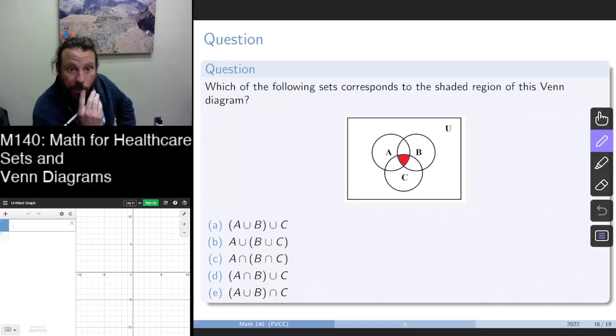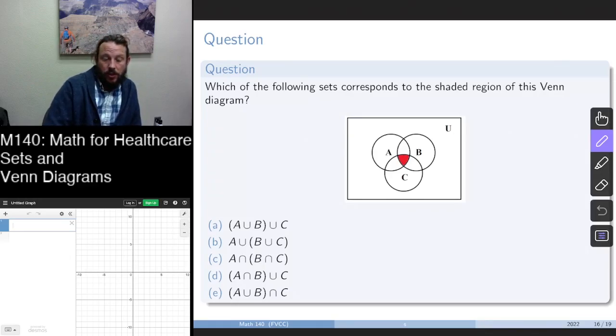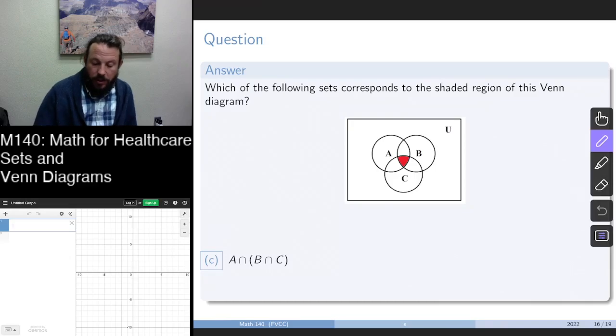Now, let's think about this. Which of the following sets correspond to the shaded region of this Venn diagram? You've got to try some things out here. I'm going to let you think about that. Maybe hit pause. And it's the intersection of all three, A intersect B intersect C. That means it's in A, and it's in B, and it's in C. Hopefully we can see that in our picture.